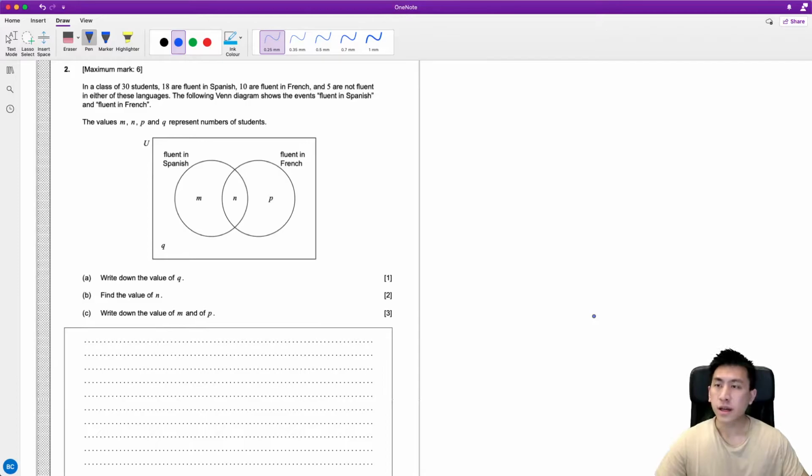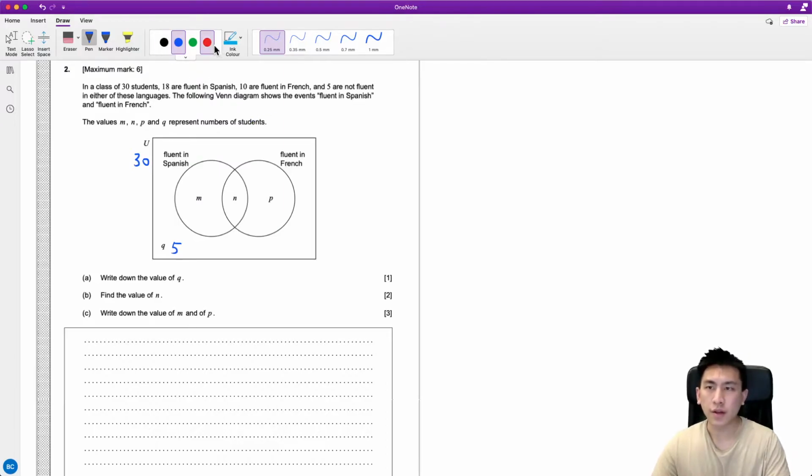All right, second question. This is a Venn diagram question, so we'll see. So in a class of 30 students, okay, meaning the whole thing is 30. That means out here, you have to write 30 first, okay? 18 are fluent in Spanish, 10 are fluent in French, and 5 are not fluent in either of these languages. That means 5 is here, okay? The Venn diagram shows and so on.